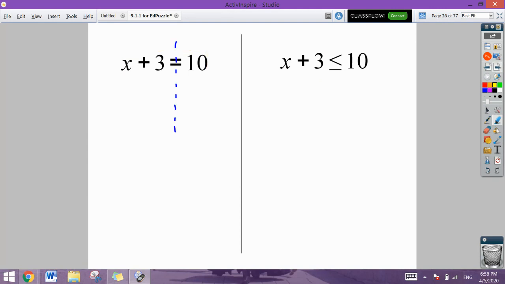Okay. First, we always build a little barrier, right? And then our goal is to get x by itself. But right now, x has a 3 being added onto it. So we need to do the opposite, right? Instead of a plus 3, we're going to do a minus 3 to make those 3's cancel out. Now, 10 minus 3 is 7, so x equals 7, right?